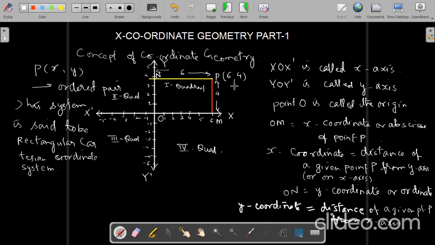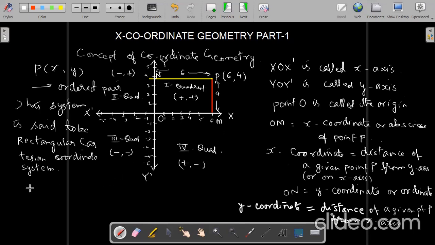How will you find which quadrant a point lies in? In the first quadrant, the x coordinate and y coordinate both are positive, because it is on the right side and above the line. When you go to the left side, x becomes negative and y is positive, then it is in the second quadrant. If both x and y coordinates are negative, it is the third quadrant. And if x is positive and y is negative, it is the fourth quadrant.